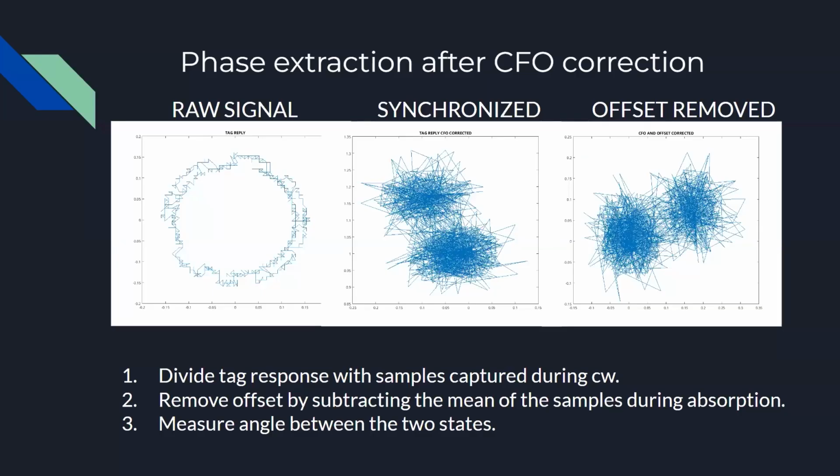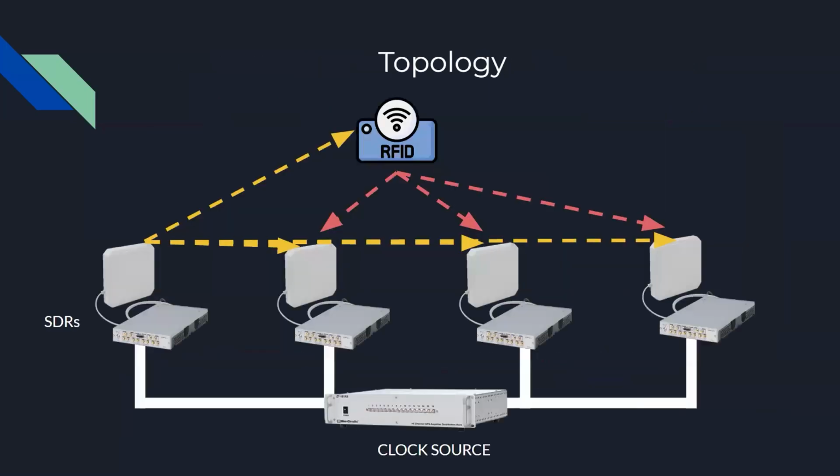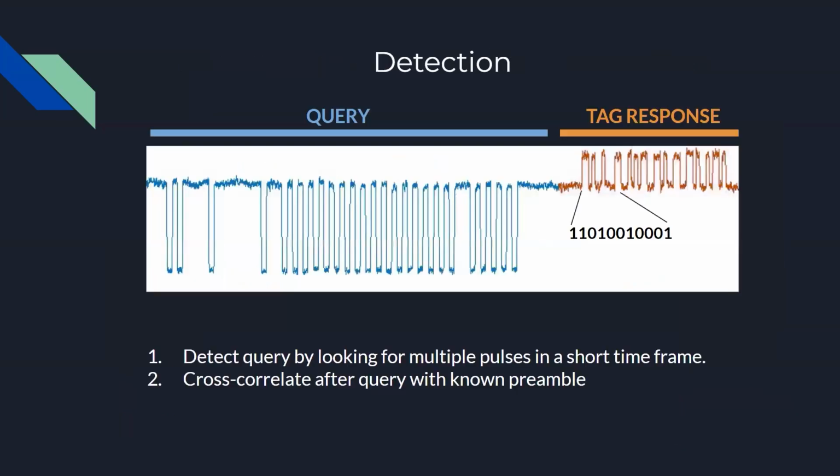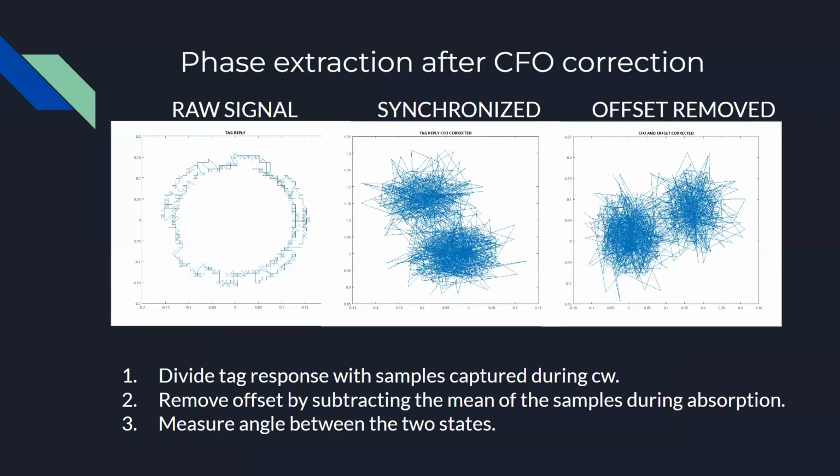And here you can see my progress with eliminating what is called carrier frequency offset. Carrier frequency offset means that you've got one SDR transmitting, one SDR receiving, but they don't share a common clock source. This introduces a problem: the angle of the signal changes constantly. So we've got something like this, but we want to measure the angle between the two states observed here to be able to localize the tag. And I found an algorithm that is able to do that in real time.